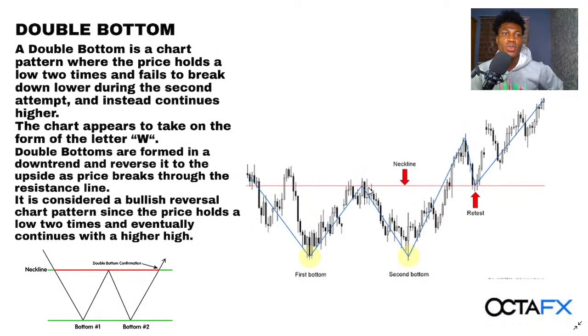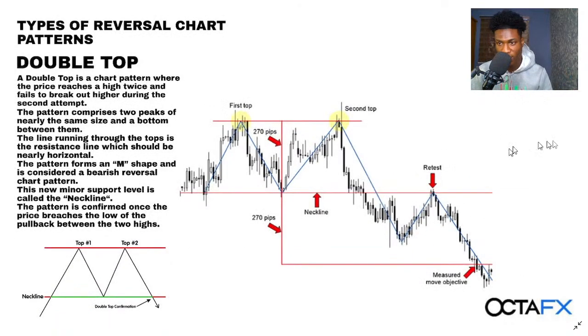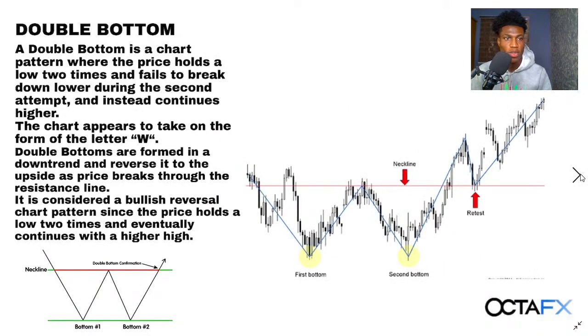Yep, we're moving to double bottom. Double bottom is like the opposite of double top. As you have double top, you have double bottom. Now, a double bottom is a chart pattern where the price holds a low 2 times and fails to break down lower the second attempt, and instead continues higher.